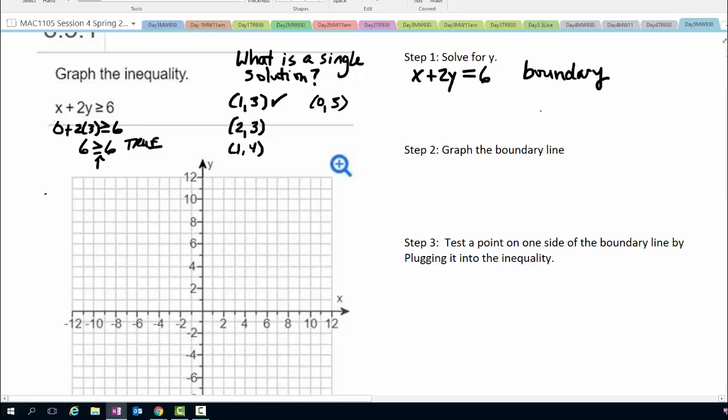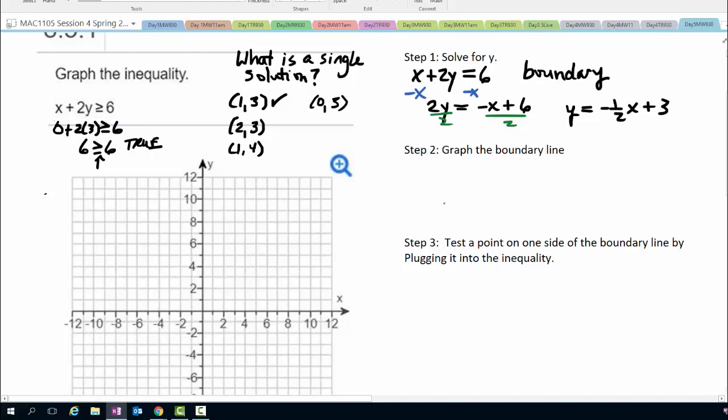So our first step is going to be to solve for y, because we want to be able to graph the line. So let's go ahead and solve for y. You should probably recognize this as one of the problems we just did. So to solve for y in this equation, what we do is we subtract x from both sides. We get 2y equals negative x plus 6. We divide both sides by 2. And we get y equals negative 1/2 x plus 3. You remember we just graphed that?